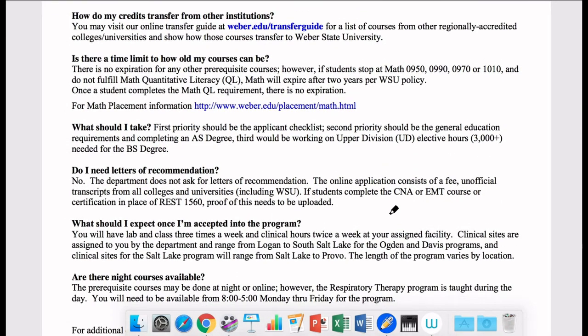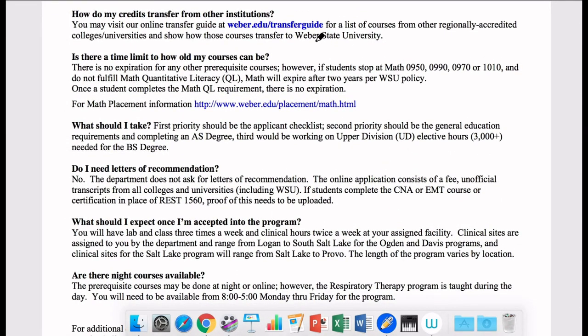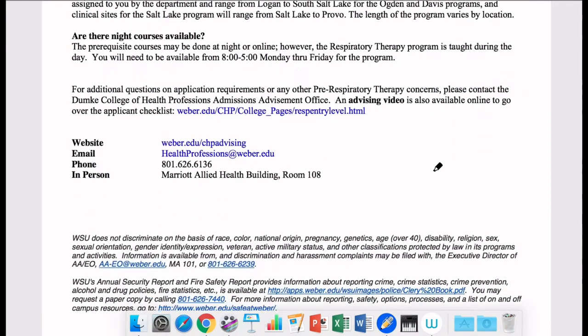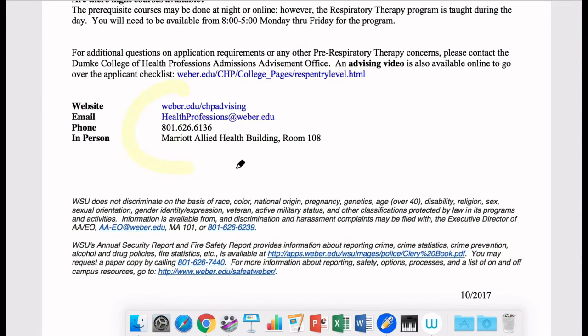On page 2, you can see we have the transfer guide listed. If you're a transfer student, you can look to see how your courses may transfer to Weber. And down below, we have our contact information. If you have additional questions, please let us know. We're happy to help you.